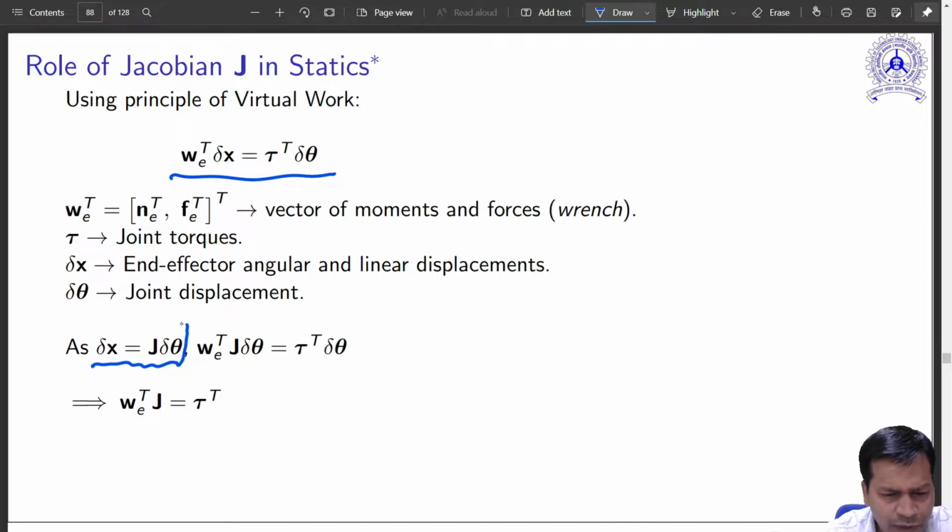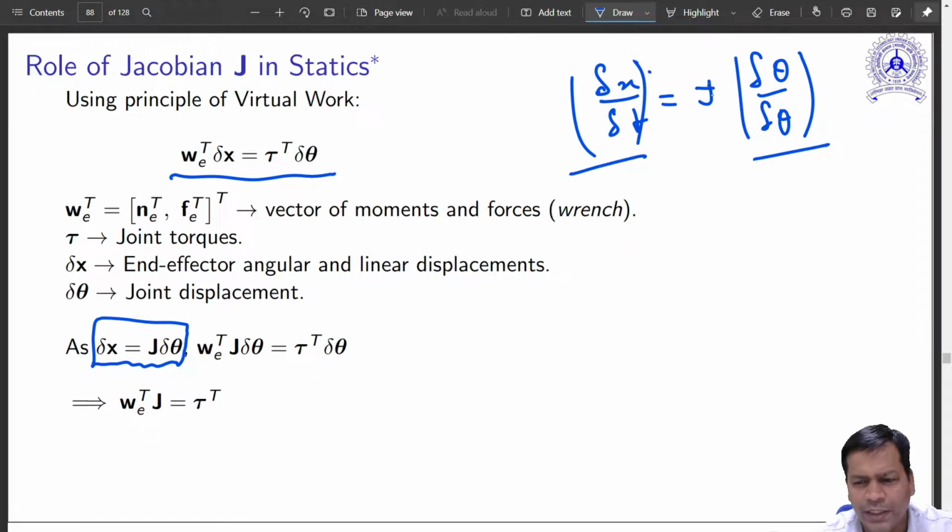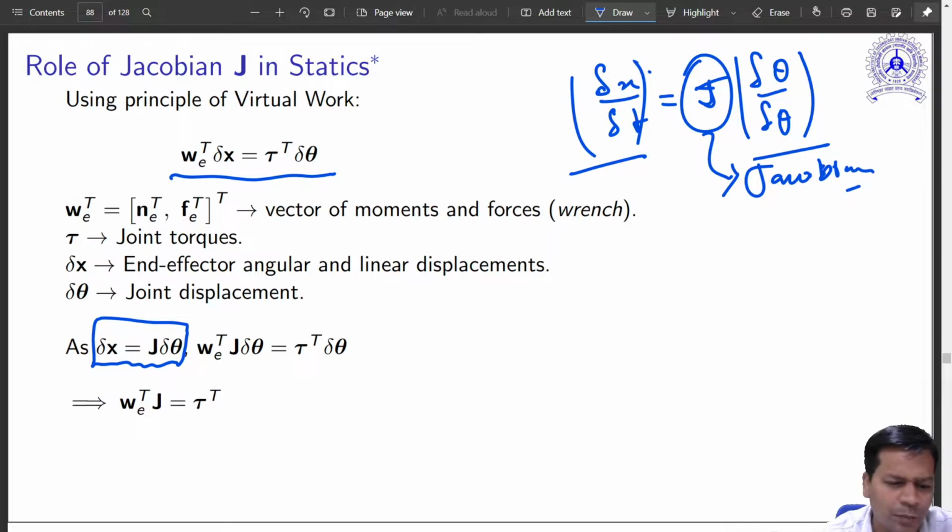So equating these two, and substituting something which we already know from the exact definition of Jacobian. Jacobian relates two rates. It says delta x by delta t should be equal to J times delta theta by delta t. This is the Cartesian rate, this is the joint rate. Both are related by this term, which is known as the Jacobian. This is from the definition. So this can be written in terms of partial displacements like this.